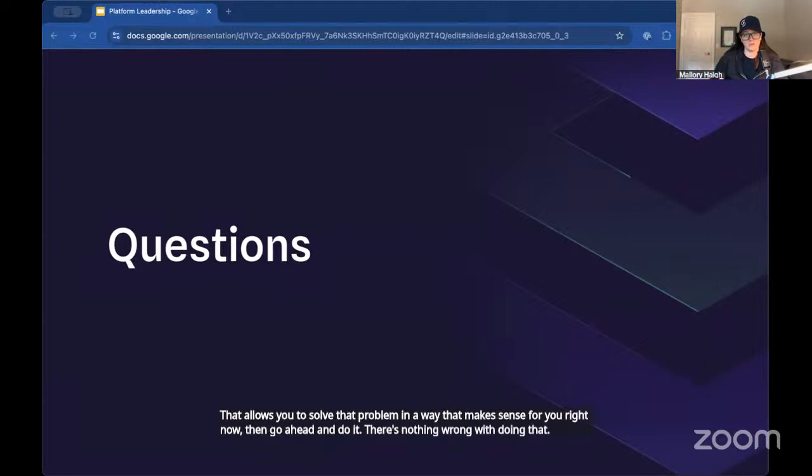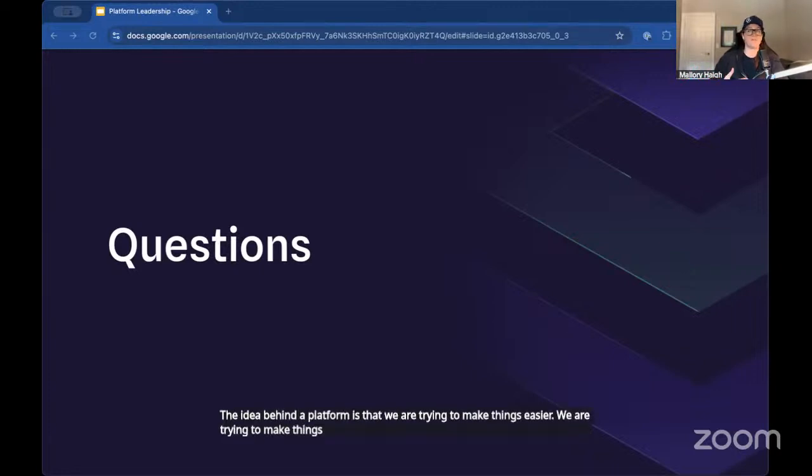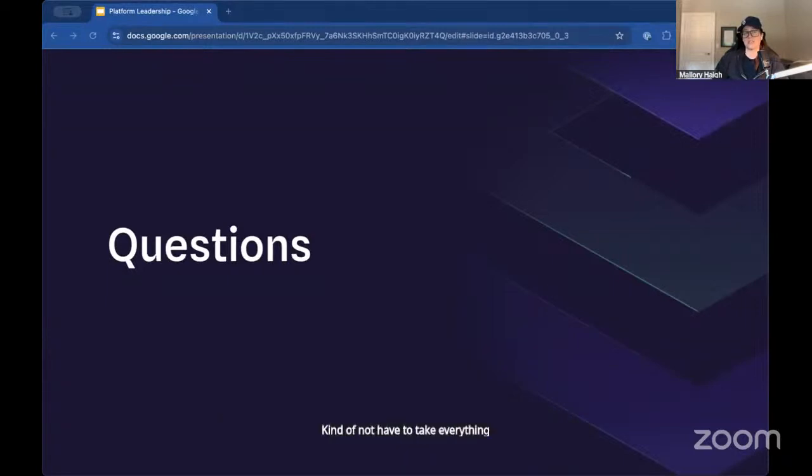The idea behind a platform is that we are trying to make things easier. We are trying to make things more self-service, more standardized, more automated, so that developers can do what they do best, which is actually building code or applications and writing code, and infra and ops teams don't have to take everything they throw over the fence, and vice versa. So just try to think about the problem you're trying to solve, why you're trying to solve it, and that will guide you to what the solution has to be.